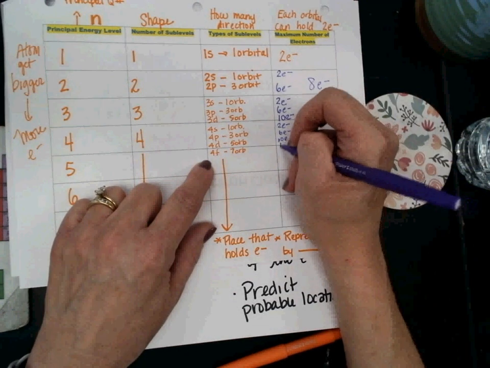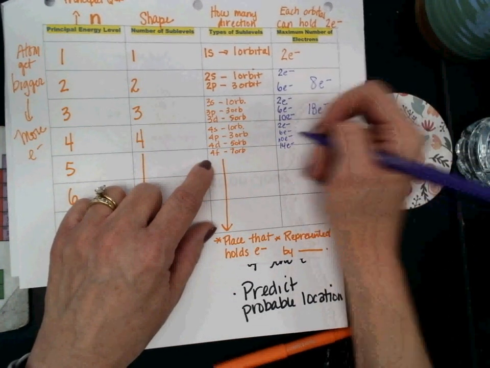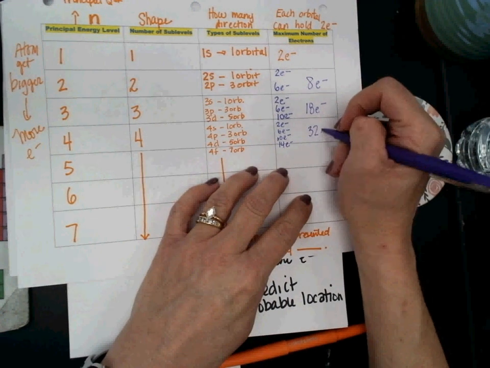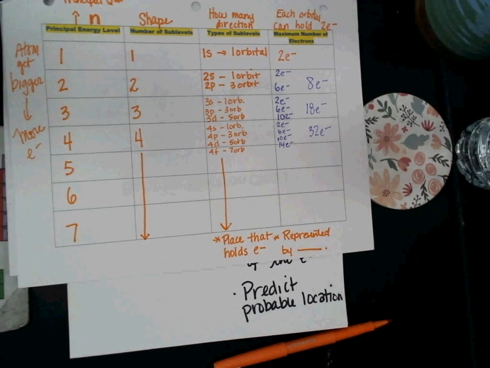Who have I not heard from? Ty. 14 electrons. How many electrons total is that, Brooke? 32 electrons. Anybody have a question about how we got that? All right, sit down.